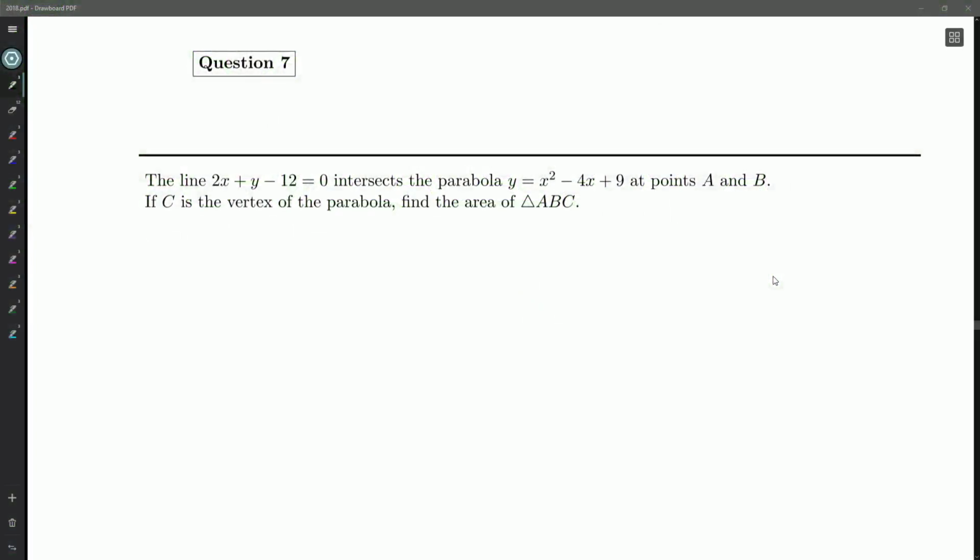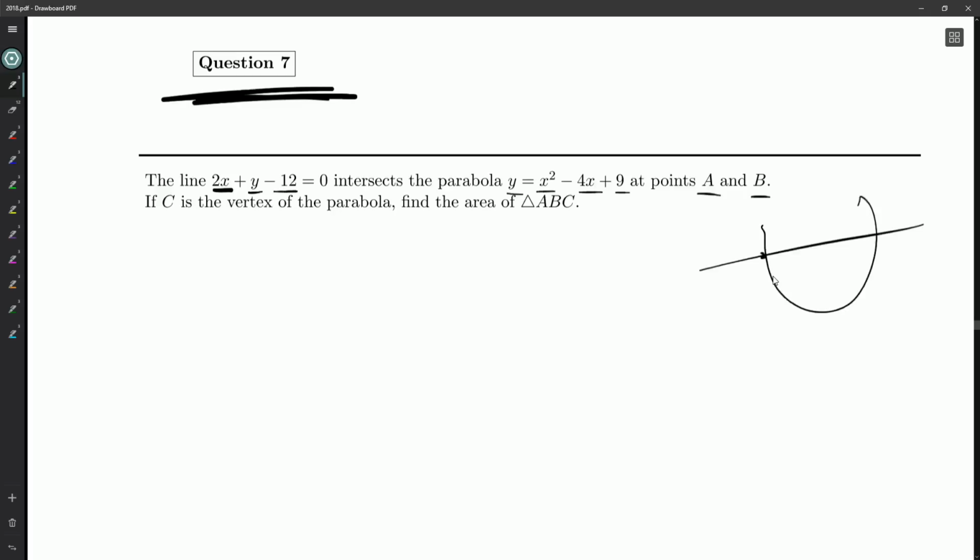Root Beer here, looking at question number 7 on our 2018 Manitoba paper. The line 2x plus y minus 12, which is an odd way to write our lines, but that's okay, is equal to 0, intersects the parabola y equals x squared minus 4x plus 9 at points A and B. So immediately I'm just thinking parabola. We've got some points. One of them's A, one of them's B. They don't seem to specify which is which. If C is the vertex of the parabola, find the area of ABC.